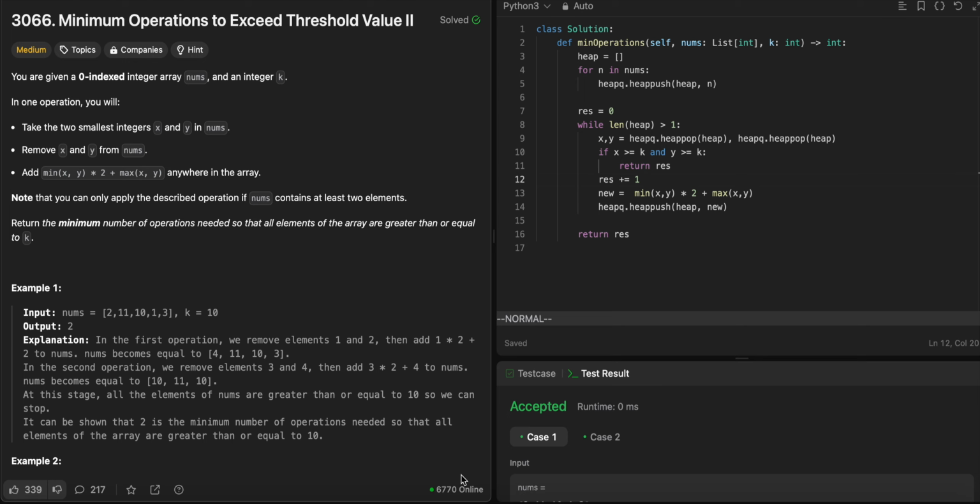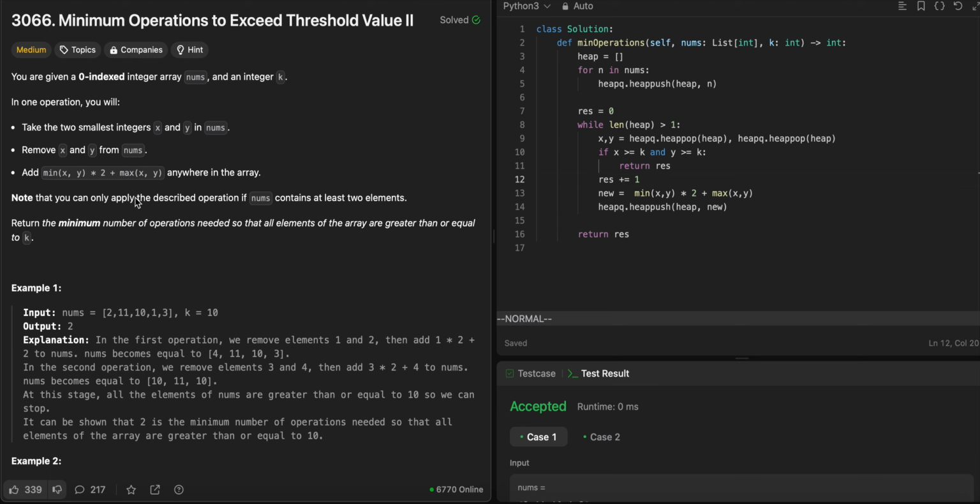And today we have Minimum Operations to Exceed Threshold Value. This question says you're given a 0-indexed array nums and an integer k. In one operation, you can take the two smallest integers in nums and remove them, and then add to the array this equation, which is the minimum of both multiplied by 2 plus the maximum of both.